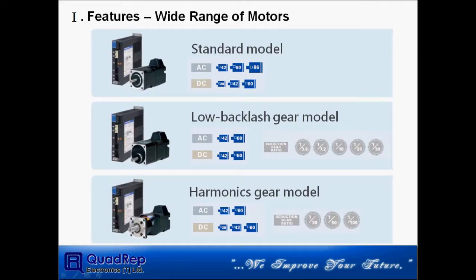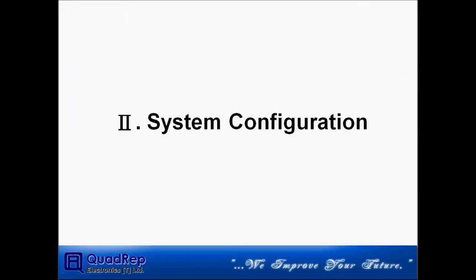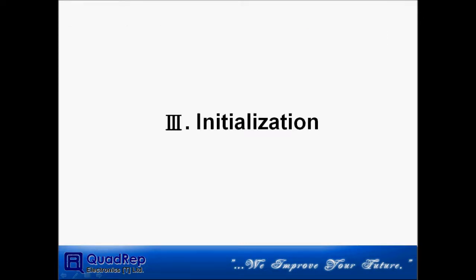SANMOTION provides a wide range of motors such as standard, low backlash, harmonic gear, electromagnetic brake, and the spur gear model. System configuration. The controller and driver will communicate with the RS485 protocol. The driver will control 4 motors by the current flow, and the encoder will feed back the position information to the driver. Now we start to introduce the initialization.